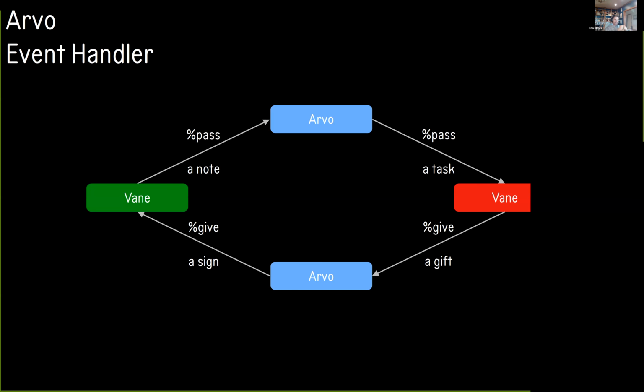So your life cycle is going to be, you're going to pass data somewhere, and then assuming you get something back, that will be received back as a gift. Don't sweat the terminology too much, but I will say pass and give a lot. Don't worry about note, task, sign, gift, and all these sorts of things.